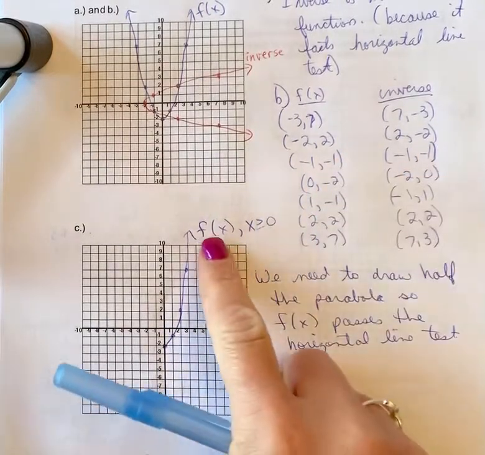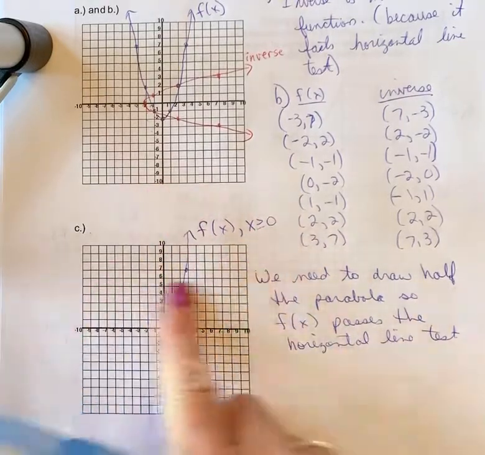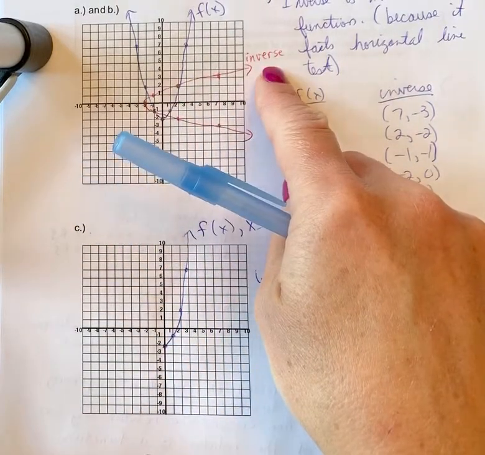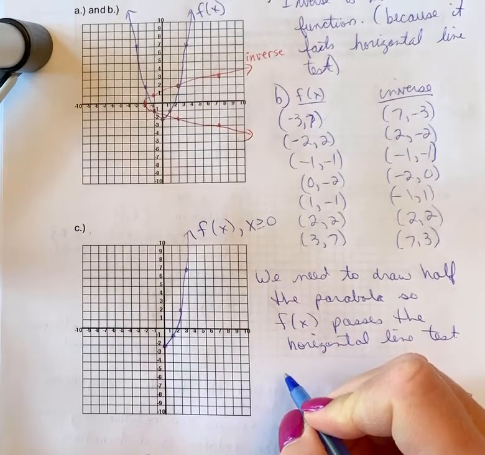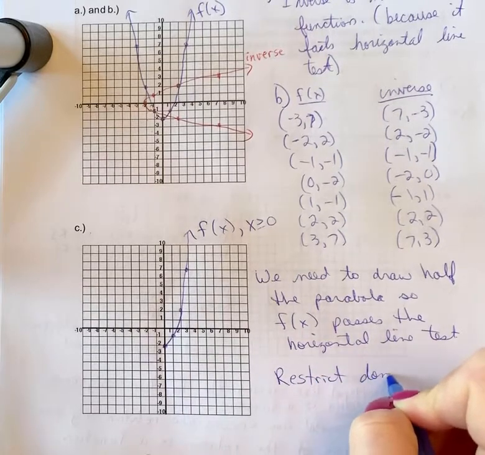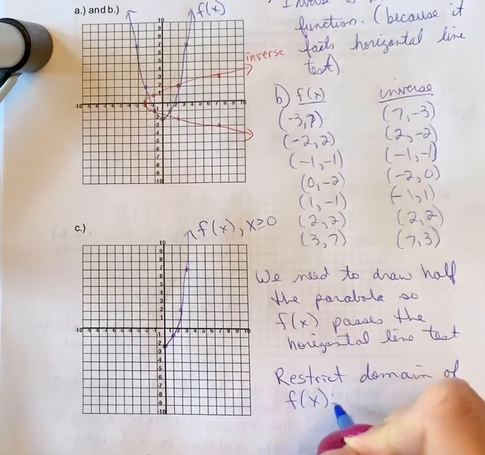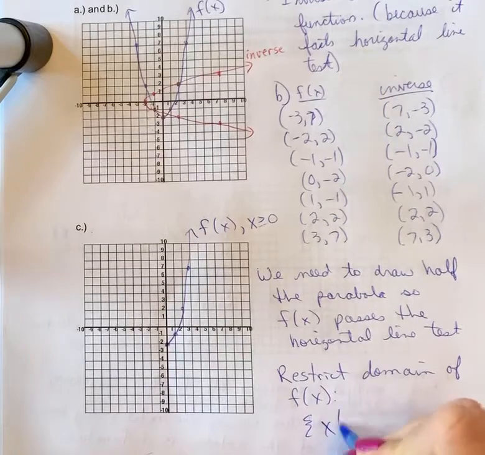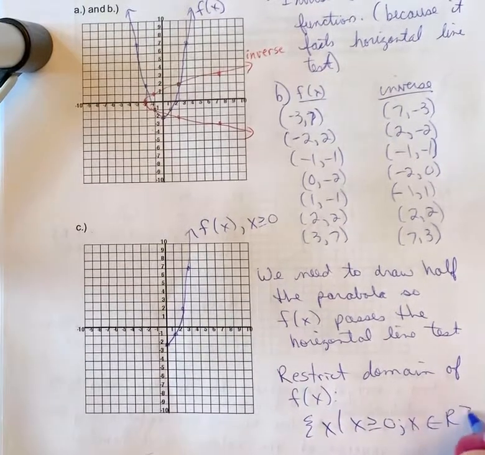So what we've done here is this, we've restricted the domain of f of x, and now it passes the horizontal line test. This corresponds to the inverse on the top. So that would mean that we have restricted the domain of f of x. It's always your original function. So the domain, writing it with the proper notation, would be x is greater than or equal to 0, where x is an element of all real numbers.